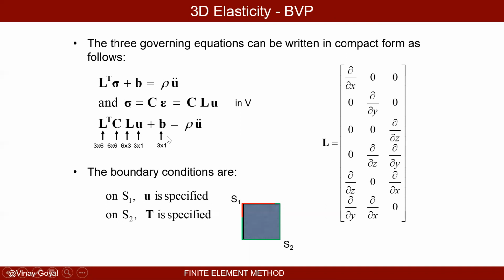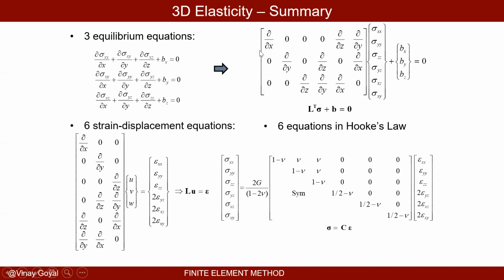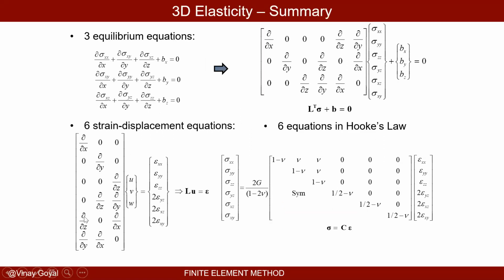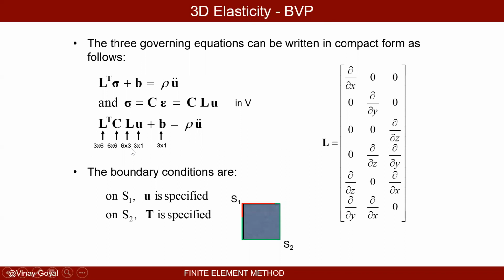What you have here is really three equations. This is a 3 by 6. You can see that here, 3 by 6. C bold is 6 by 6. L bold is 6 by 3. You can see that here: 1, 2, 3, 4, 5, 6. All this gives you a 3 by 3 times 3 by 1, so that's basically three equations right here. Remember that L bold is all this, and we're specifying boundary conditions on this boundary here.